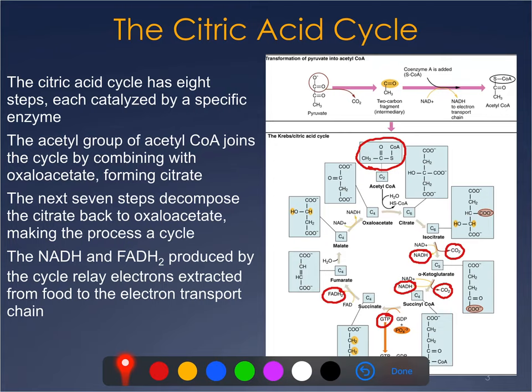FADH2 is basically, think of it as being NADH's younger brother, right? It does the same thing, except it doesn't quite carry as much electrical energy.